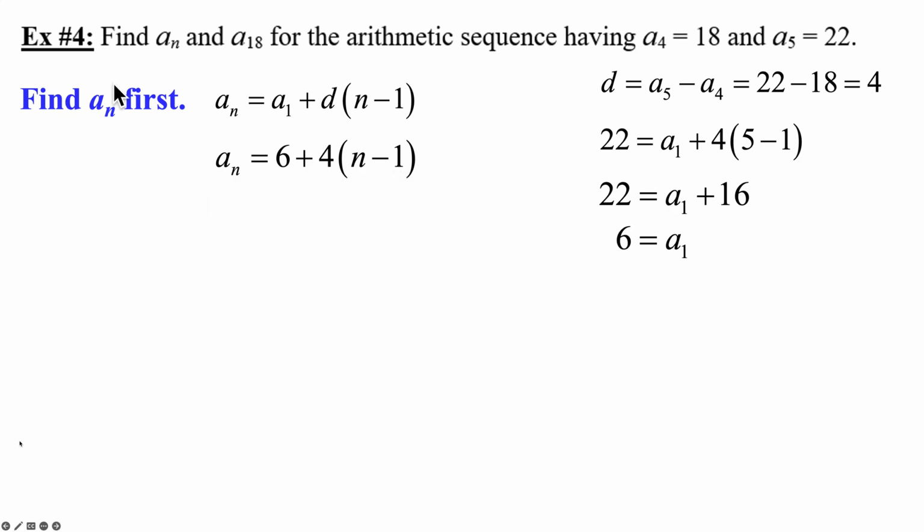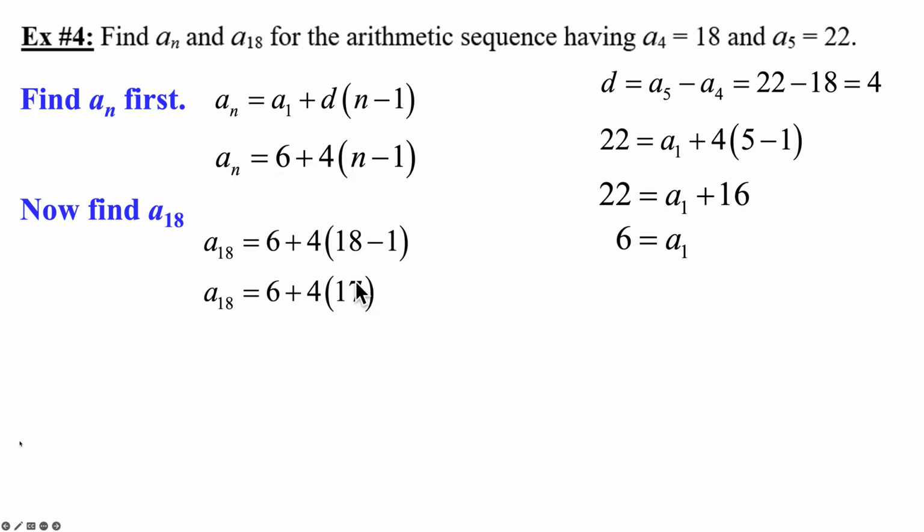Next, a sub 18, plug 18 in for n again. 18 minus 1 is 17. 17 times 4 is 68, plus 6, 74.